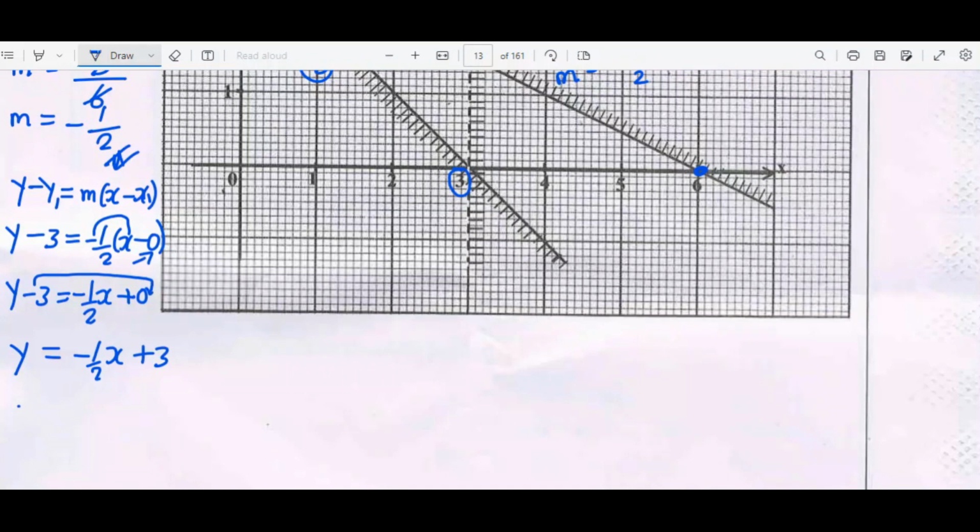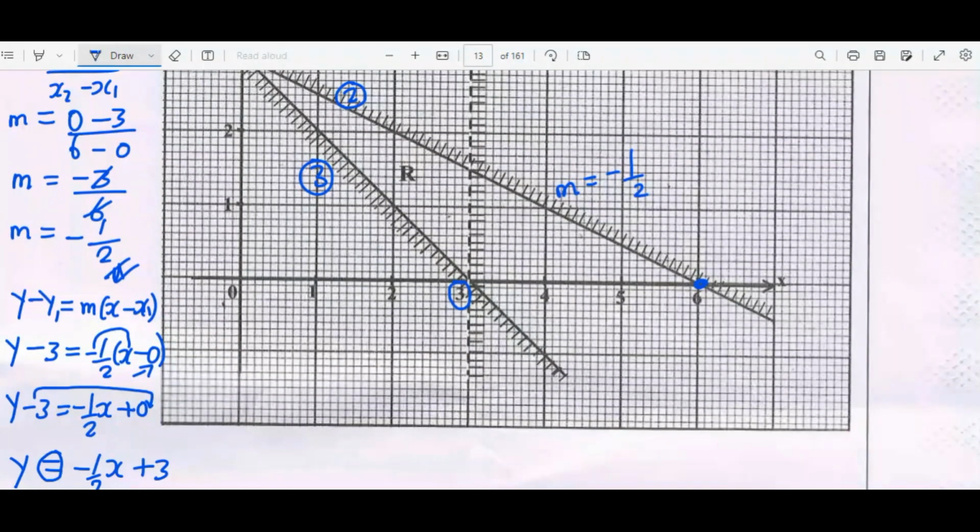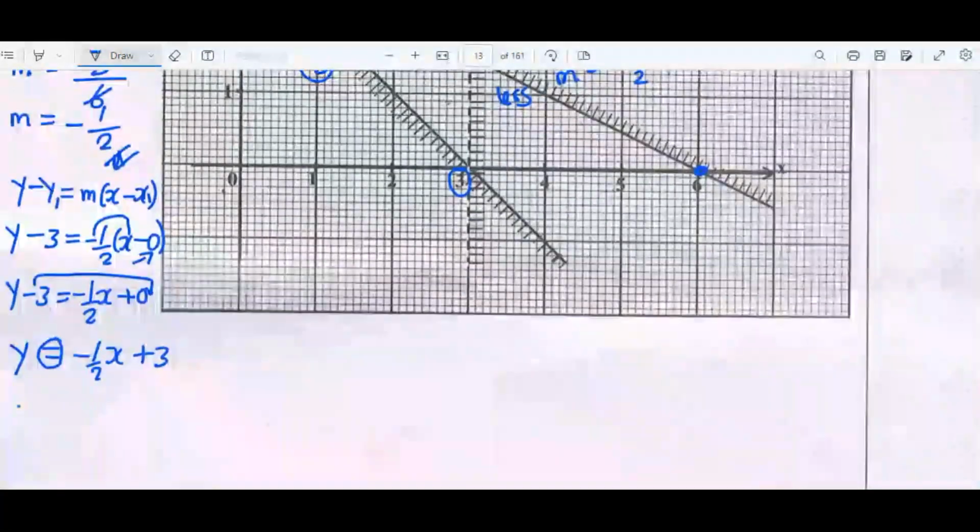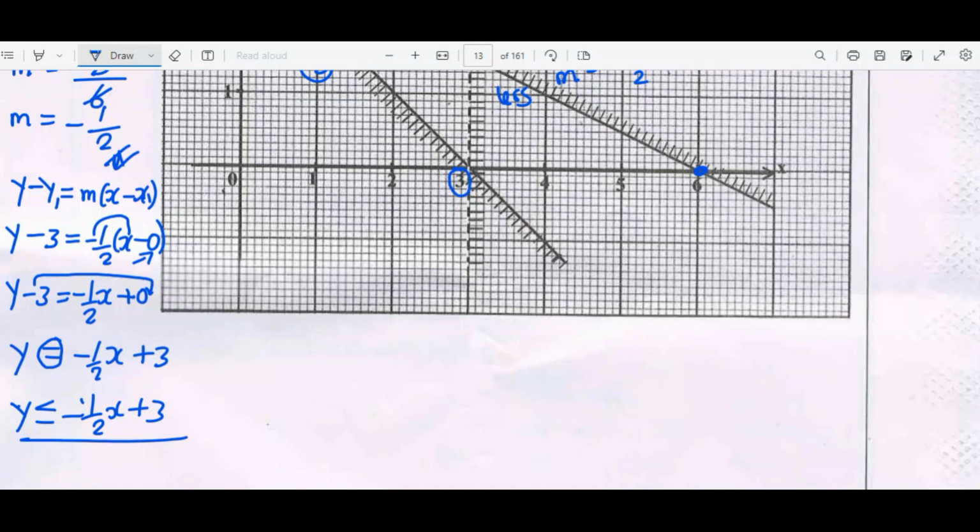Then the remaining part is getting rid of the equal sign, because we need the inequality. Looking at this line, the upper part is greater, and the lower part is less. We can see that the unshaded part is the less part, so we are going to use less. So we say y is less than or equal to negative half x plus 3. This is our final answer. If you want, you can shift the negative half to the left side, giving us y plus half x is less than or equal to 3.